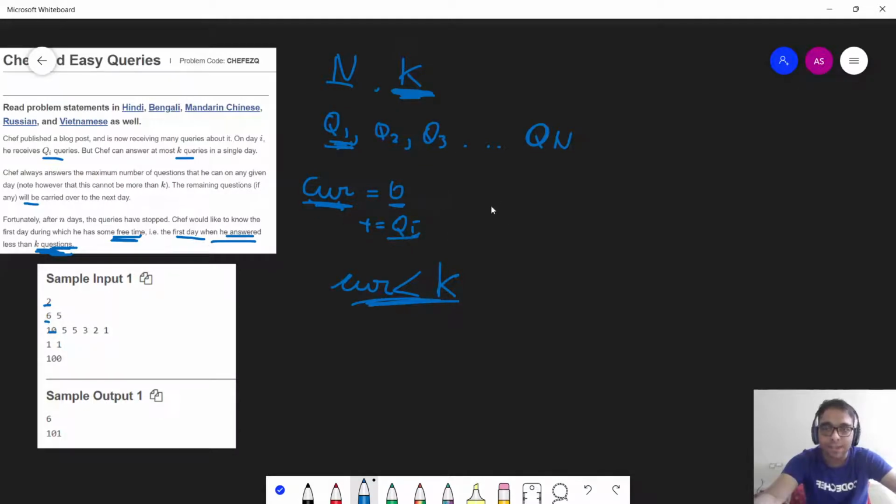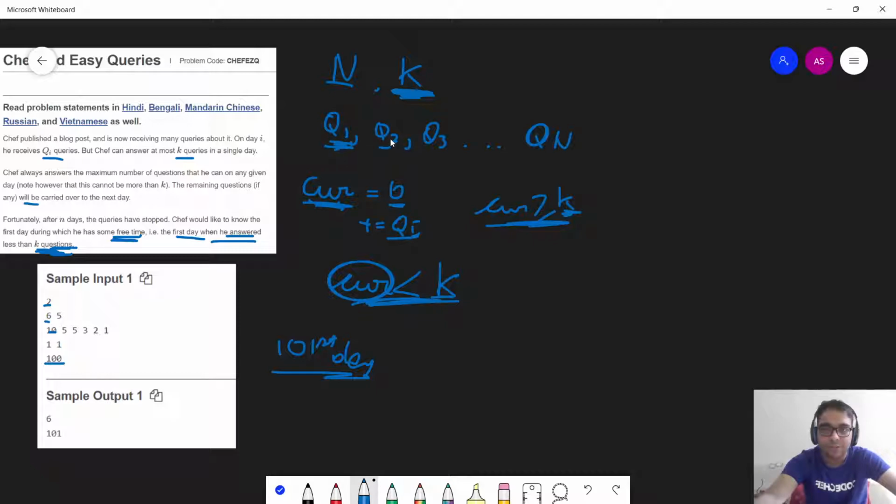So every day, if my current is greater than or equal to k questions, then obviously Chef has to answer k queries per day. But if at any particular time my current becomes less than k questions, then that particular day is the answer. And if throughout the journey, as you can see in the second test case, after 100 days it still doesn't happen, then on the next day, when he answered 0 questions, the 101st day becomes the answer. So the approach for this problem is quite simple.